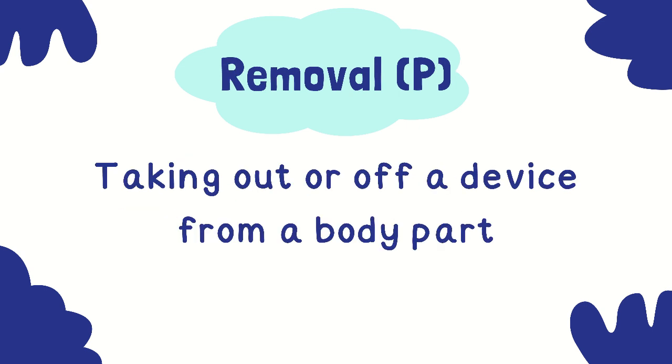Moving on to the next root operation is removal, taking out or off a device from a body part. So, removal, character value P, and in comparison, insertion involve putting the device as the objective of the procedure. Removal is taking out that device. There's a wide range of procedures that are included in the removal root operation, which involves taking out a device in a variety of body parts.